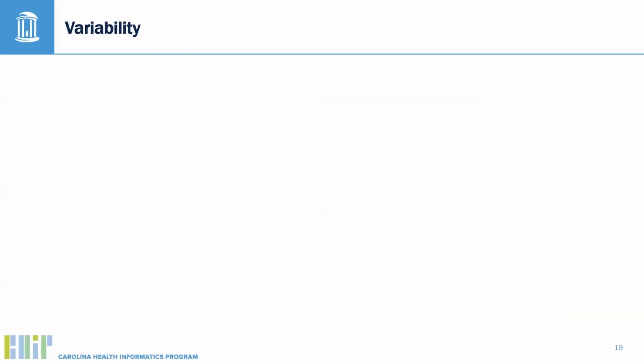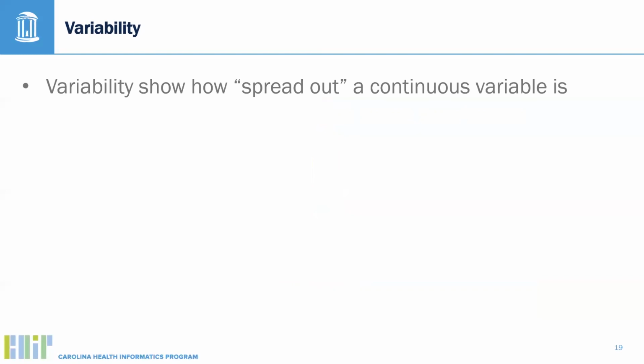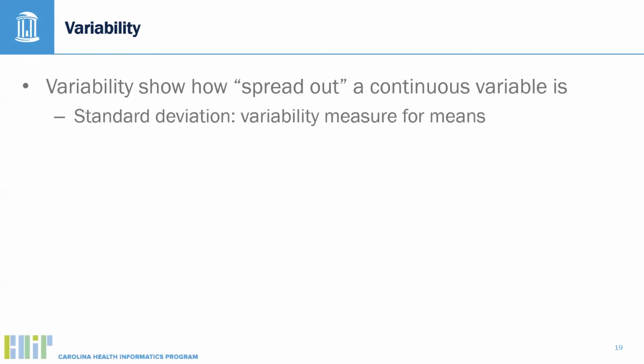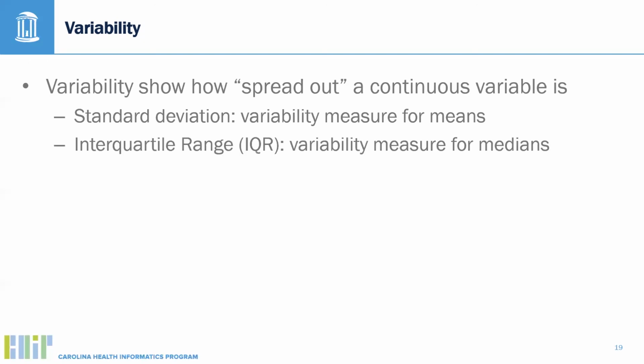So, variability will show how spread out a continuous variable is. Keep in mind that variability here only applies to continuous variables. Now, depending on whether you're calculating the median or mean, there are two measures of variability to be aware of. The first is standard deviation. This will measure the spread for means. The second is interquartile range, which will measure the spread for medians.